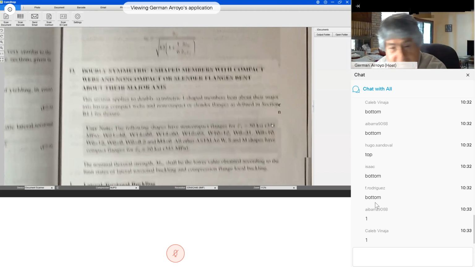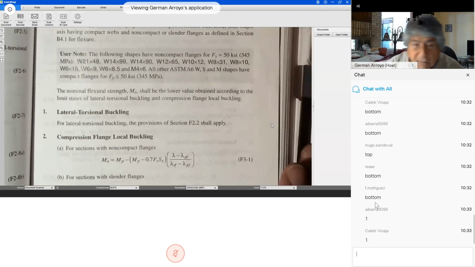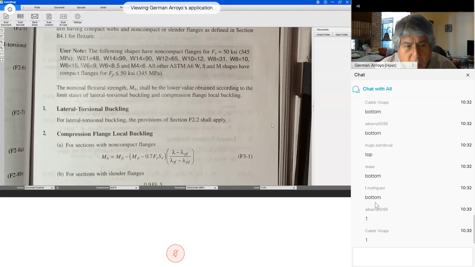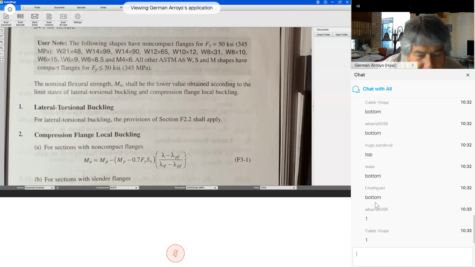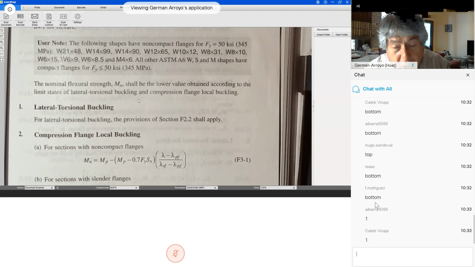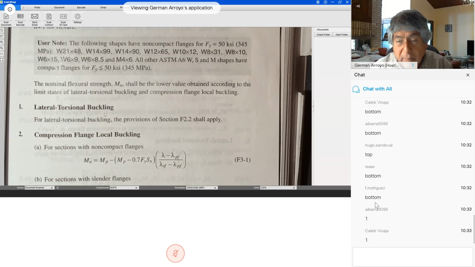And here, the code says something important. No matter what, you have to check lateral torsional buckling. So whenever you have a non-compact or slender flange, you also need to check lateral torsional buckling. That was the equation before that has C sub b multiplied by M sub p minus parentheses M sub p minus M sub r. You have to check that.